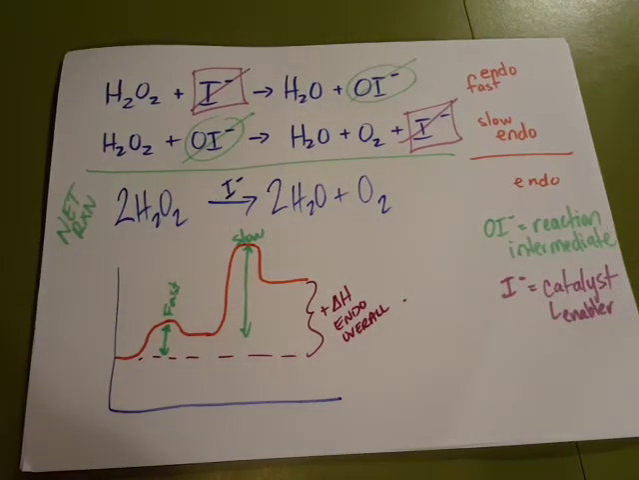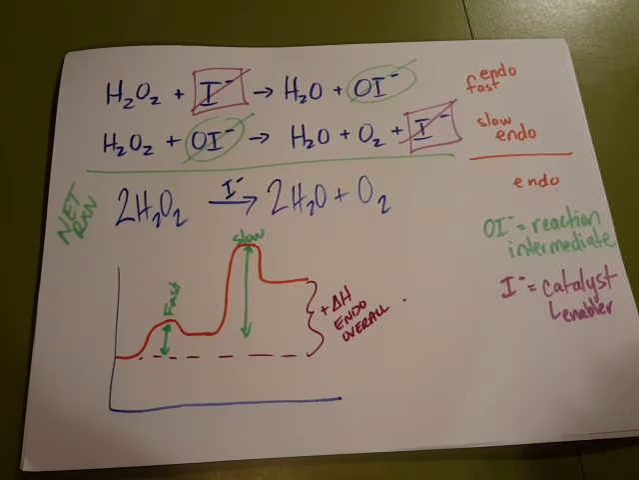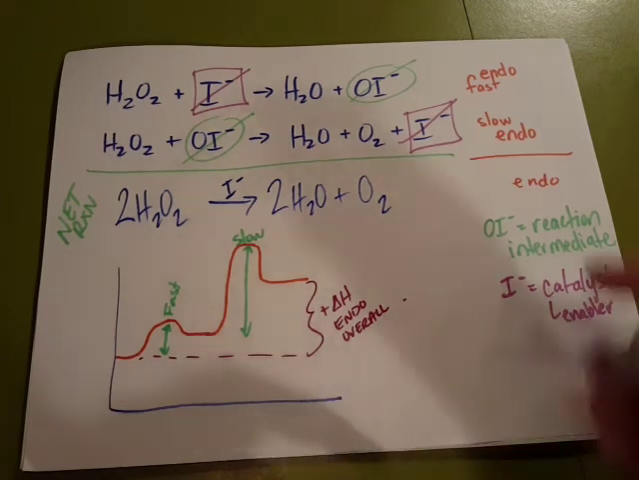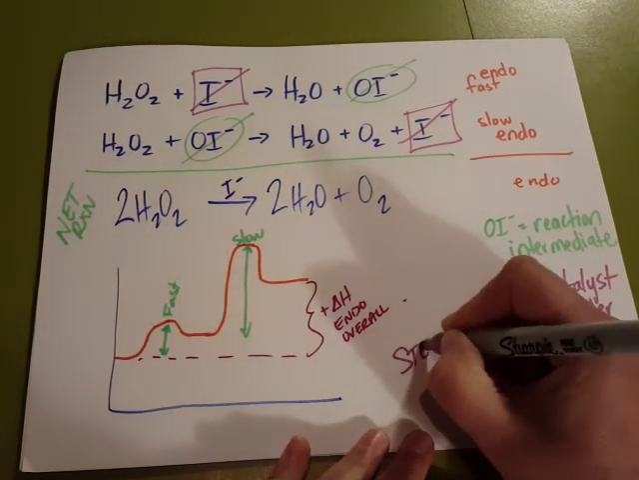If we wanted to ask ourselves, what's the rate determining step? What holds this whole system back? What determines the rate? We would say not the first step, but the second step. The second step is the slowest step. So step 2 is the rate determining step.